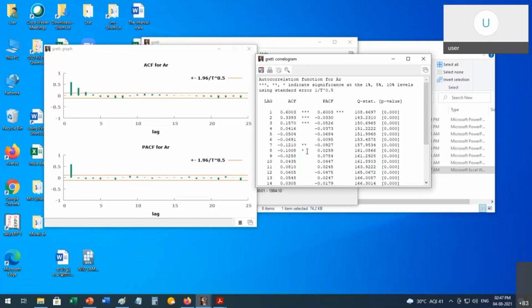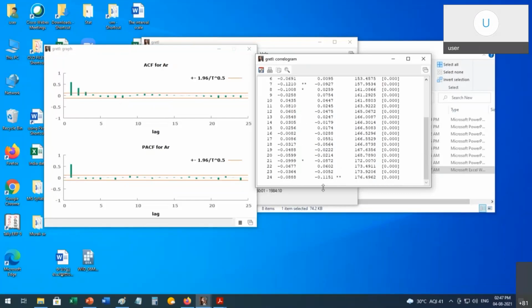Also, we have some marginally significant ones. These 2 are marginal ones. And in the PACF, we have 1 significant spike that is given by this star. And the last one, there is a marginal one. And here also there is a marginal.